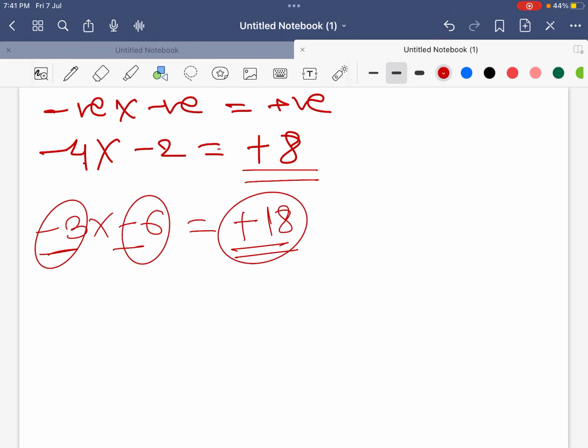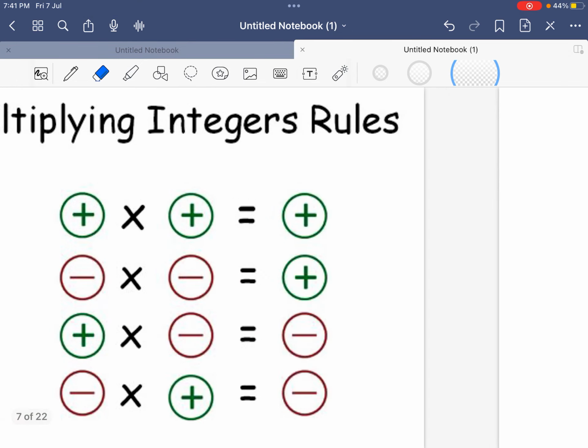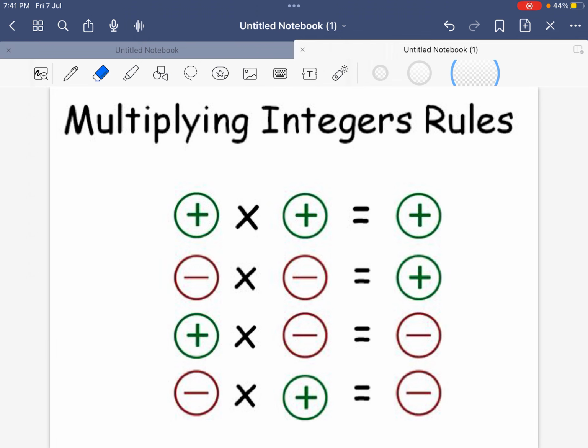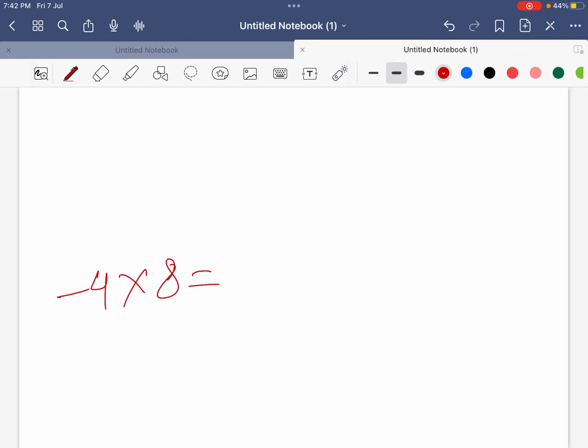Clear? Let's move to the next condition. So what is our next condition? If any one number is positive and the other is negative, your answer is negative. So always keep in mind, if any one number is negative, then your answer is negative. Minus 4 into 8. Okay, so here the number of negative signs is 1, so therefore the answer is negative. So your answer is -32.